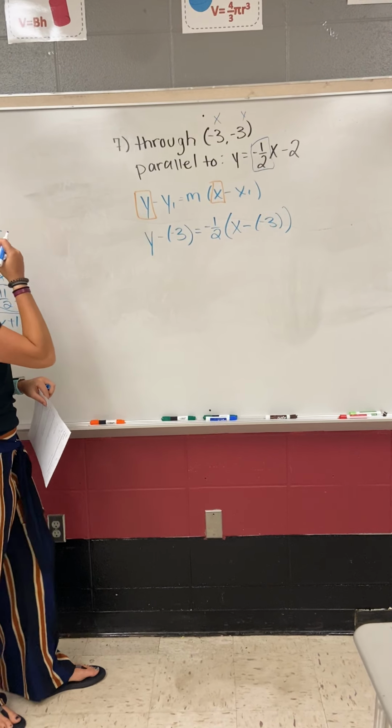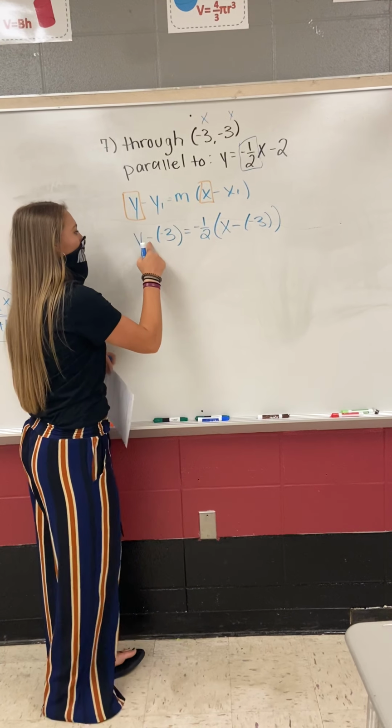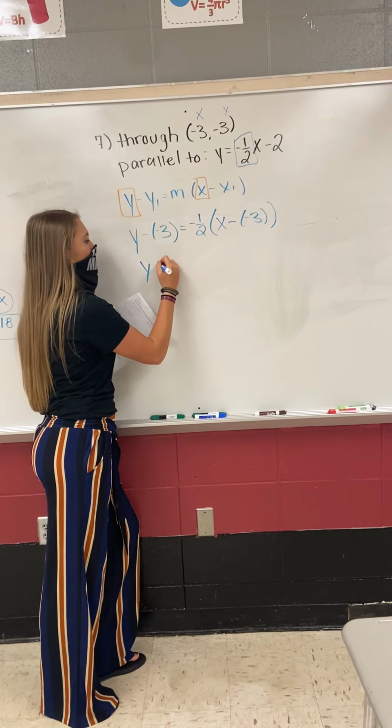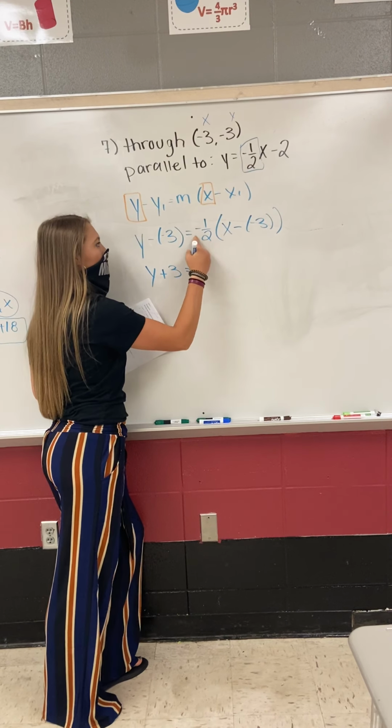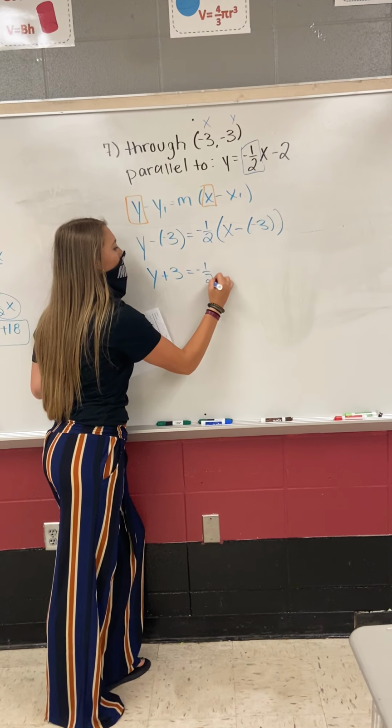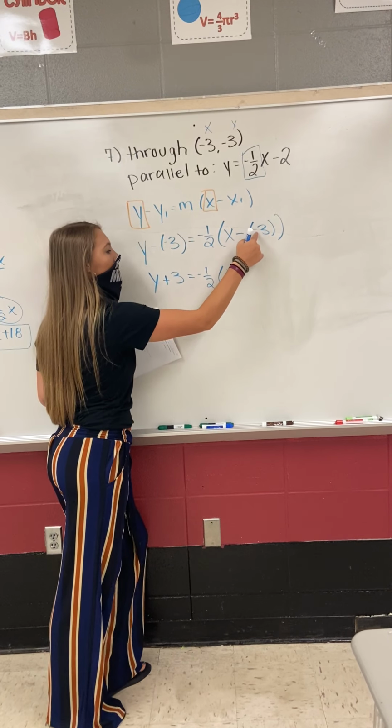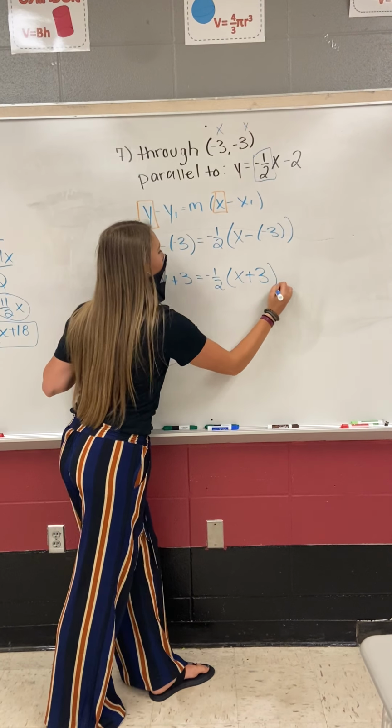Now all I've got to do is simplify it. So I'm going to have y, a negative and a negative is a positive, so plus 3, equals -1/2 x, a negative and a negative is a positive, so positive 3.